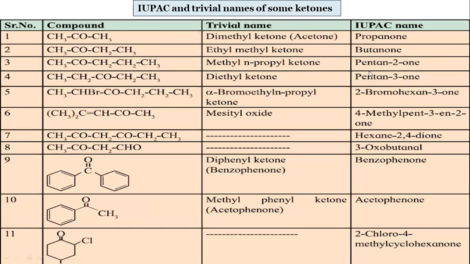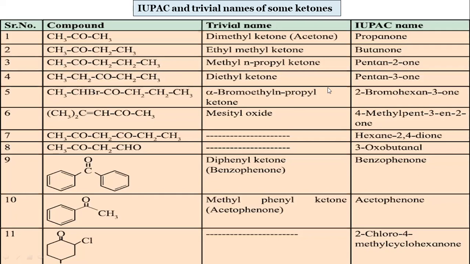Then I'm coming to the next one. This is pentane 2-one. See here, for the pentane 2-one, the number 2 is written because the second number indicates the position of the carbonyl. 1, 2, 3, 4, 5. Total 5 carbons are there. On the second carbon, the CO group is attached. So this is the pentane 2-one.